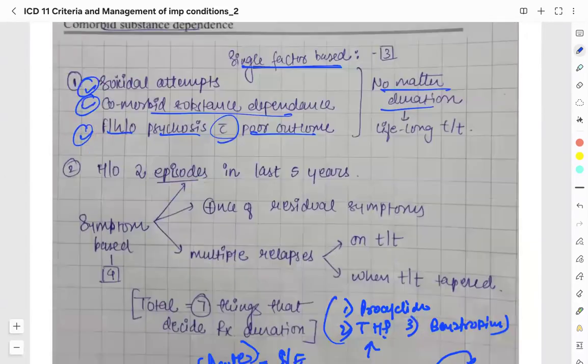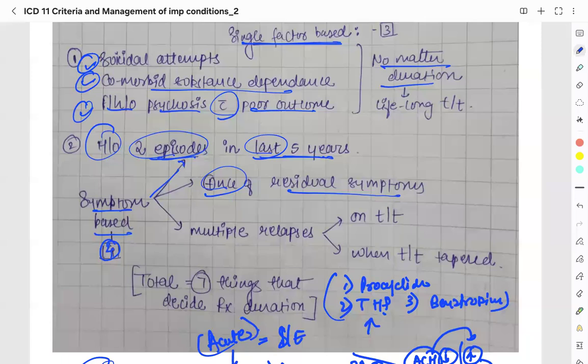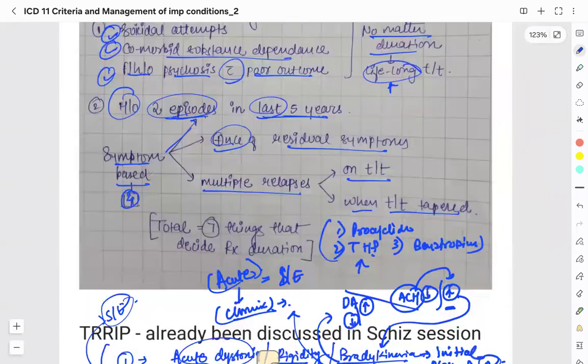All right. The other ones are symptom based, and they are giving four things: history of 2 episodes in the last 5 years, presence of residual symptoms, multiple relapses on treatment, and relapse when treatment is tapered. In that case also, we are going to keep them on lifelong treatment. So these are the indications for treatment duration.